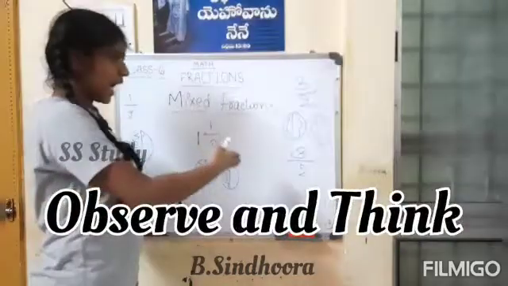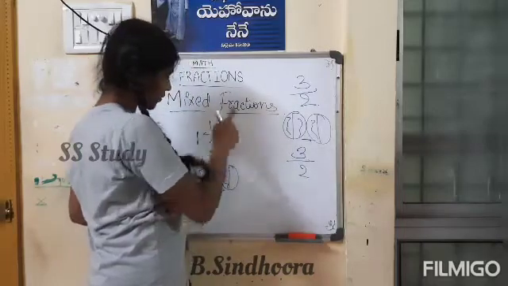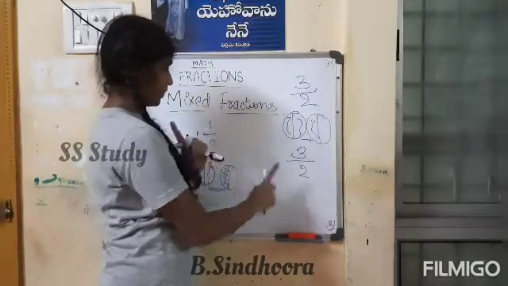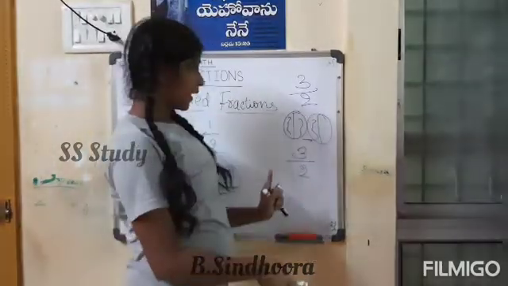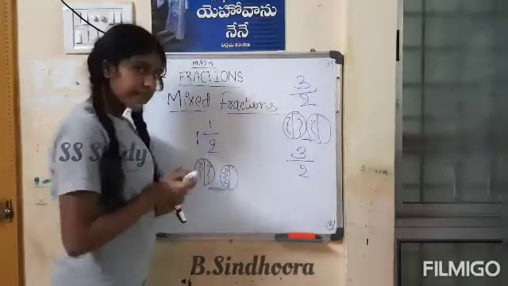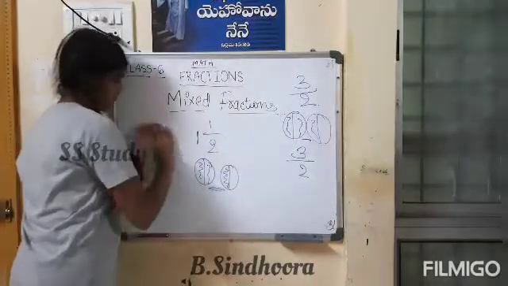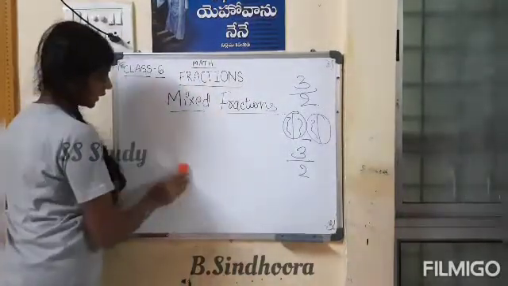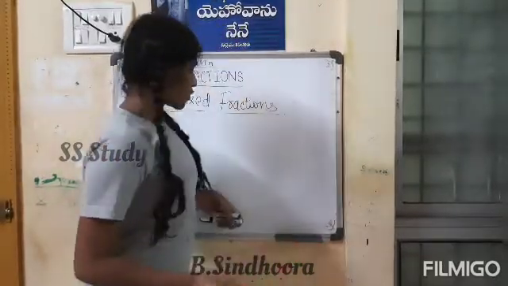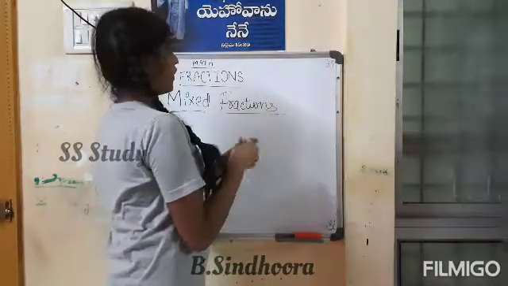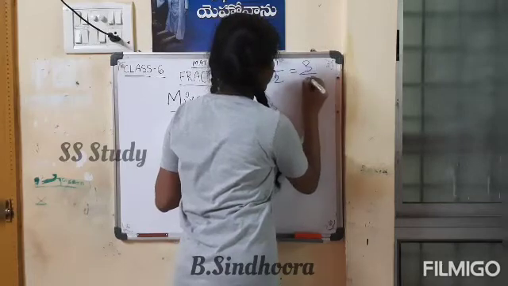Are you observing that this diagram of 3 by 2 and this diagram of 1 by 2 are the same? Why? I'll tell you in the next topic. Okay. So now let's learn about mixed fractions. First, let's continue our topic. After that, in the next topic, you'll definitely know how this 1 by 2, let me write here to remember that, are equal with diagrams.